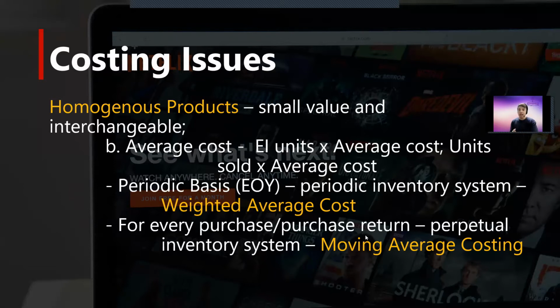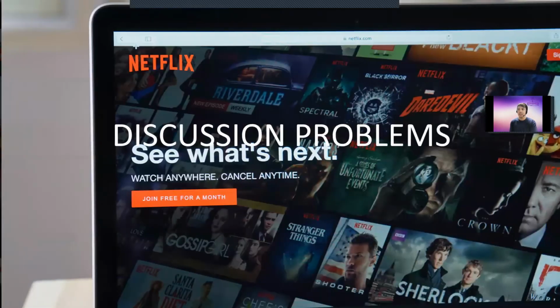Now, when should moving average costing be done? Remember, we compute the average cost for every purchase or purchase return. That's the tricky part, because unlike in a periodic inventory system, where we calculate one weighted average cost at the end of the year, in moving average costing, every time you have a purchase and every time you have a purchase return transaction, we have to calculate our moving average cost. Later on, I also have a discussion problem prepared to discuss that.